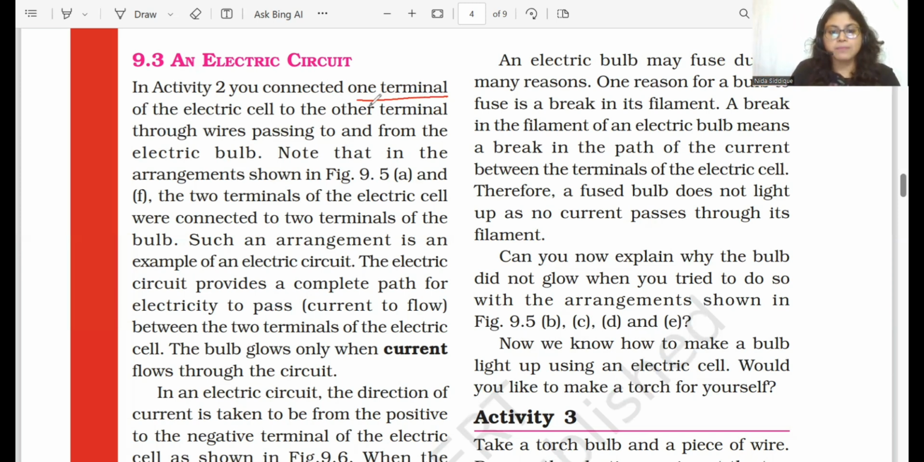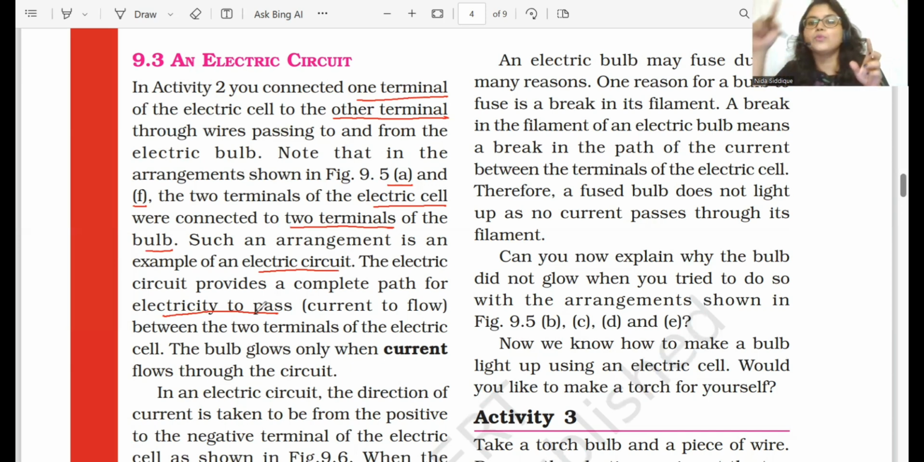Okay, so जब एक terminal of the electric cell connected होता है to the other terminal of the electric cell through wires and through some devices, that completes an electric circuit. Okay, so in the first and the last arrangement, two terminals of the electric cell were connected to the two terminals of the bulb. And this is the arrangement which is a perfect example of an electric circuit. So this electric circuit is going to provide a complete path for the electricity to flow. ये एक path है, ये एक रास्ता है जिसके वजह से electricity move करता है.